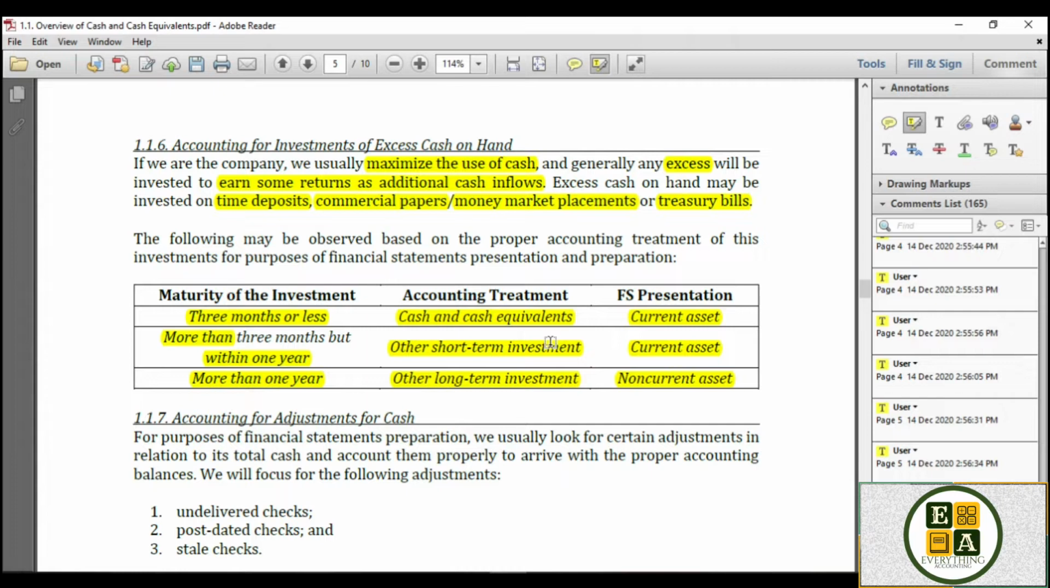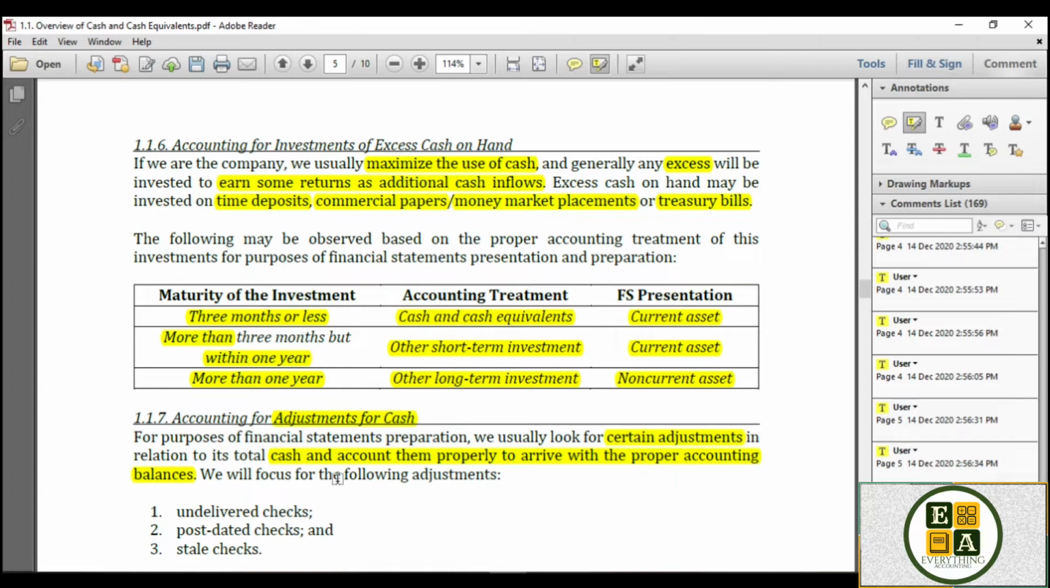Now, cash on hand or yung general cash natin, when we account for our cash, or generally sa cash and cash equivalents na rin, we basically find for adjustments to cash. Kasi nga sabi ko kanina, there are items, especially yung mga cheque, although qualify siya as part of cash, hindi natin siya kinoconsider as part of cash kasi nga may considerations. So for example, mga adjustments yan, for purposes of financial statement presentation, we look for certain adjustments in relation to total cash, and account them properly to arrive at proper accounting balances.